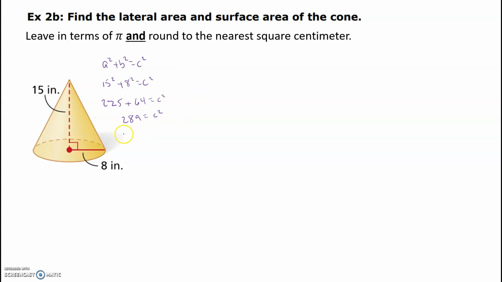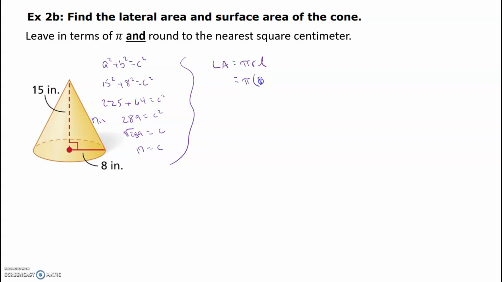So the square root of 289 is 17. So you know your slant height is 17 inches. Now that we've done that, we can do our problem like normal. So lateral area is pi r L. Unfortunately, this is a formula you just have to know. Your formula sheet for EOC does not give it to you.